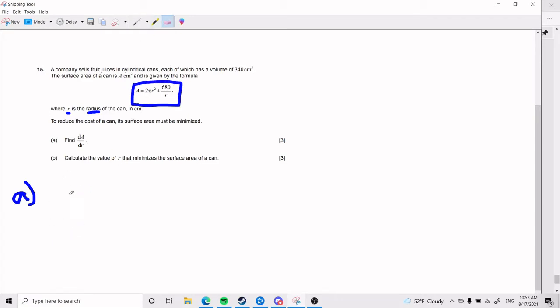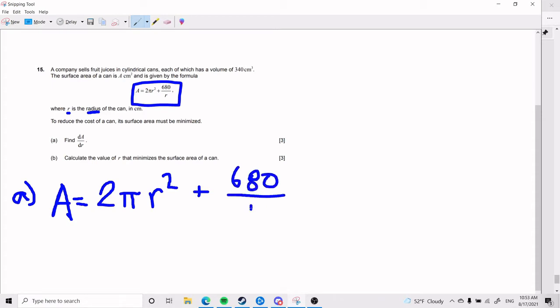But before we jump into dA over dr, the first derivative, it's important to rewrite the expression a little bit. Why? Because we have r in the bottom, and taking the derivative of a variable on the bottom can get very confusing unless you've done this a bunch of times. So anytime you have a variable on the bottom, put it up top. It ends up looking like this: 680 times r to the power of negative 1.